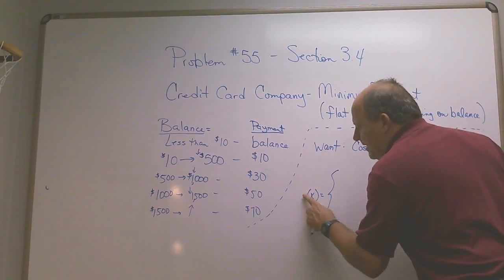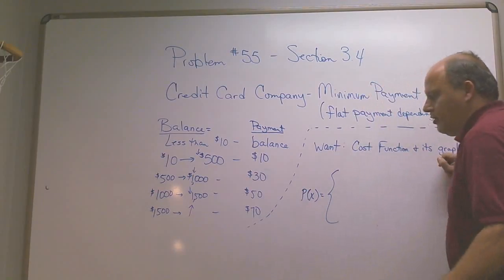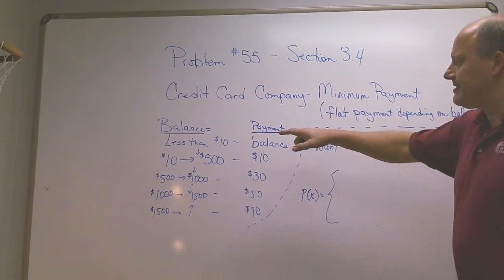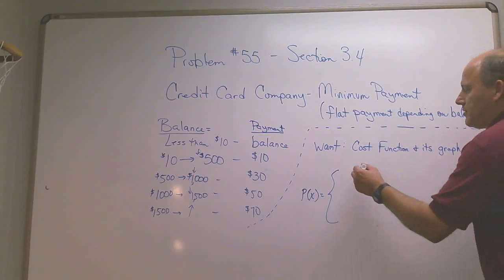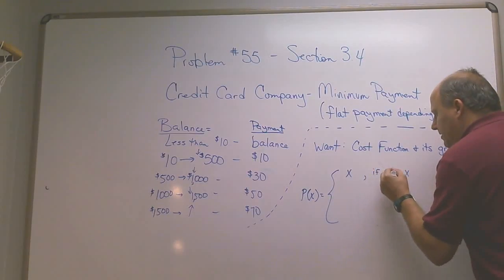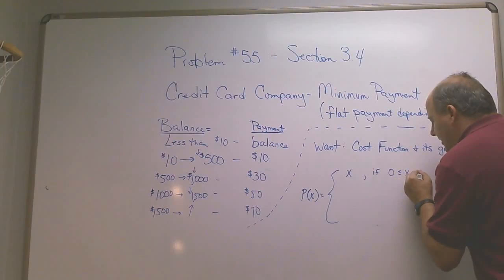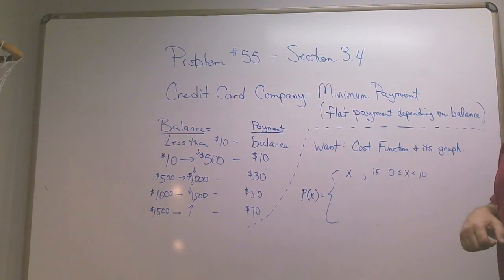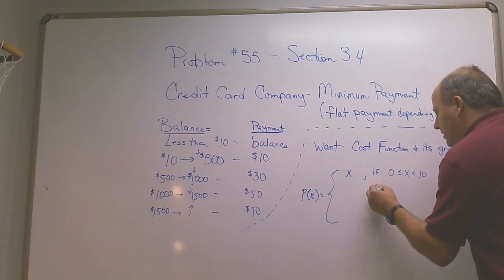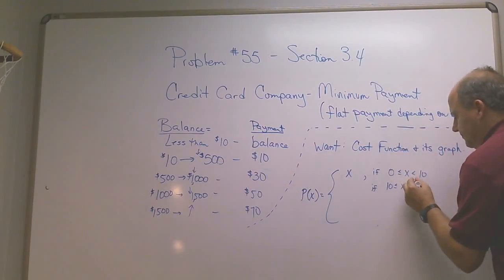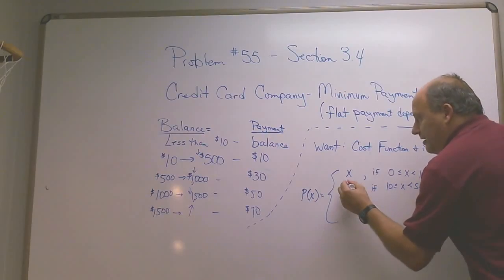It's the cost function. So this is a fairly simple problem. Maybe you should call it P of X for payment. You can call them anything. These are payments. So P of X, well, if it's less than $10, it's just a payment. So it's going to be just whatever X is, if X is between 0 and $10. But it's got to be less than $10. So between 0 and $10, it's going to be whatever it is. Then if it's between $10, including $10, up to $500, but not including $500, you make a payment of $10.